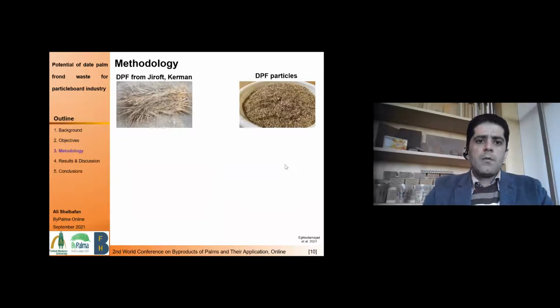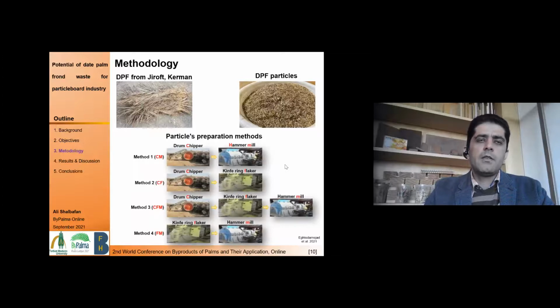In this study, we collected the date palm fronds from a local farm in Jiroft in the south of Iran, and we tried to evaluate various particle preparation methods. Actually, we used 4 different chipping methods or series.